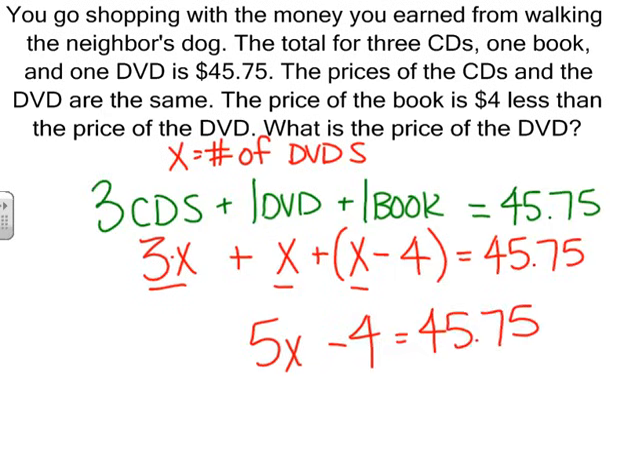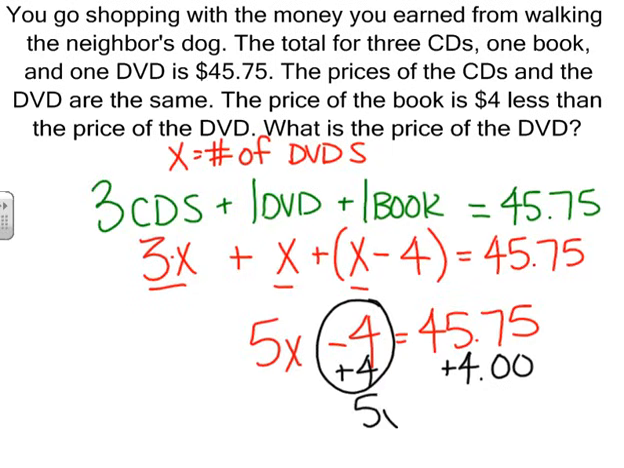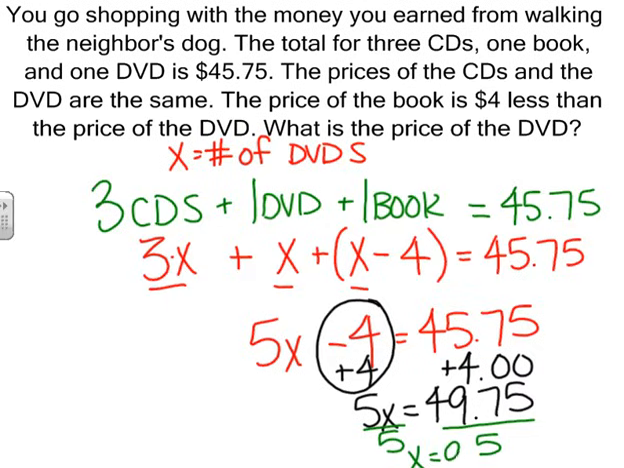And now it's just a two-step equation like we've been doing. So add 4 to both sides. There's my zero pair. $49.75 on the other side. And then we're going to divide both sides by 5, which gives us a value of x equals 9.95.